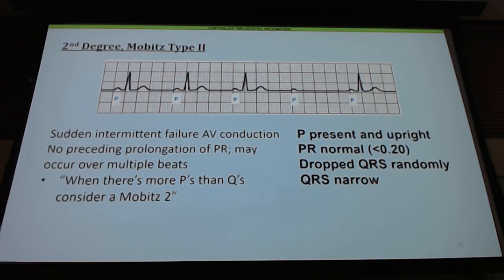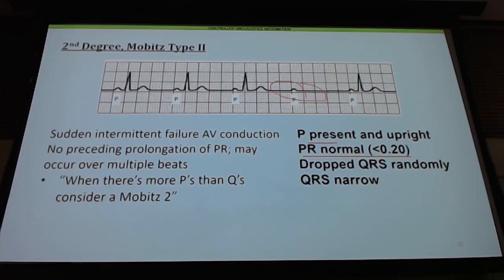Now compare this to a Mobitz type 2, where you have a P wave that's present and upright, and you have a normal PR interval. So it looks like this is a normal sinus rhythm. However, all of a sudden, you get a drop beat. It's random. We have no idea it's going to happen. It's just all of a sudden there's a drop beat.